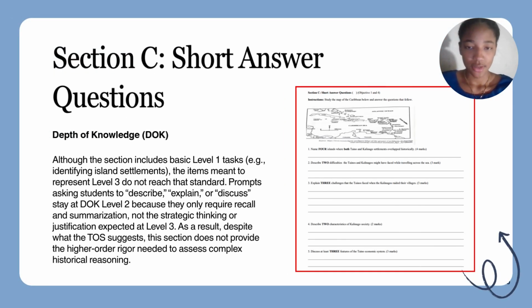Now let's take a look at section C, the short answer questions. So although this includes the basic level 1 tasks like identifying island settlements, the items meant to represent level 3 do not reach that standard. Prompts asking students to describe, explain, or discuss stay at DOK level 2 because they only require recall and summarization, not the strategic thinking or justification expected at level 3. As a result, despite what the TOS suggests, this section does not provide the higher order rigor needed to assess complex historical reasoning.